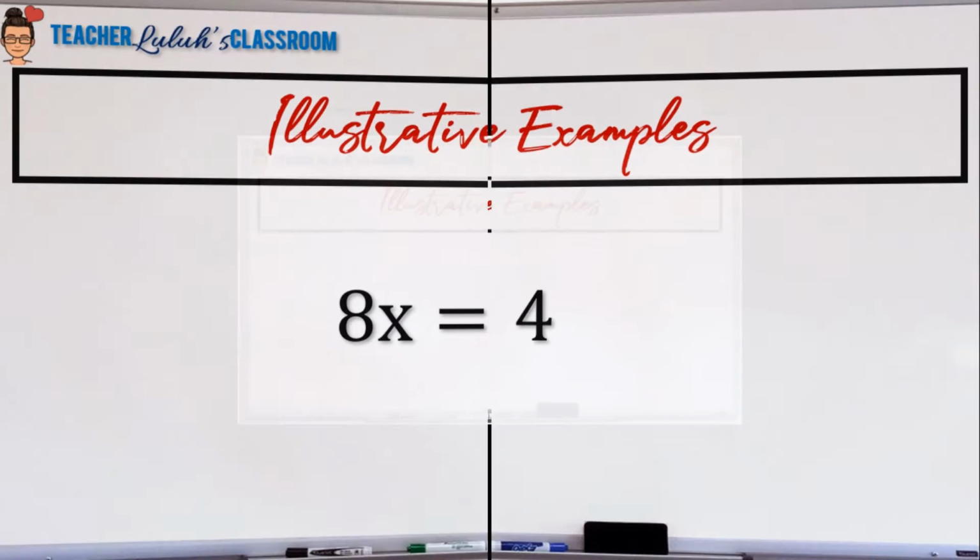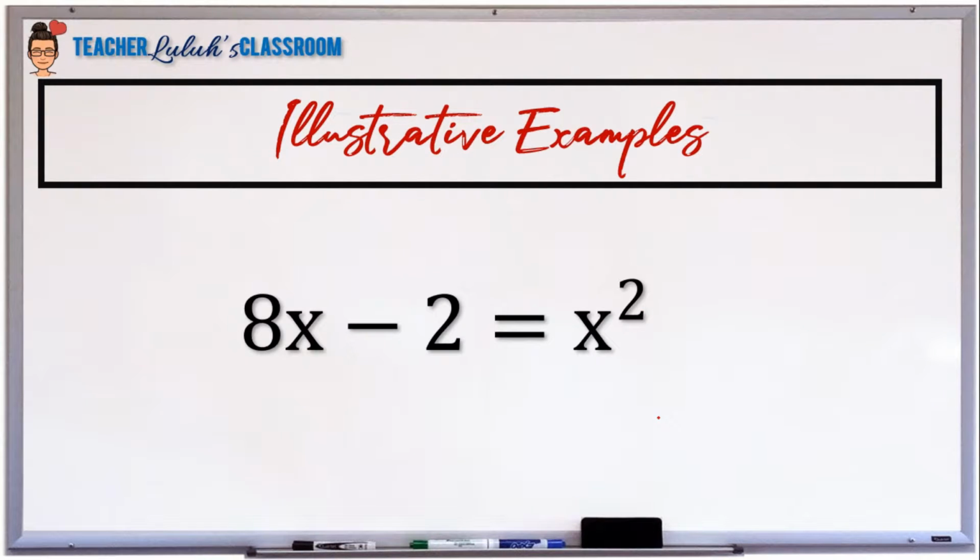Okay, let's have one more. Let's have the equation 8x minus 2 is equal to x squared. So let's list down all the exponents. The exponent here is 1. Here it's 0 because it doesn't have any variable. And here it's 2. So therefore, the highest exponent is 2. The degree, therefore, is 2. Meaning to say, yes, it's a quadratic equation.